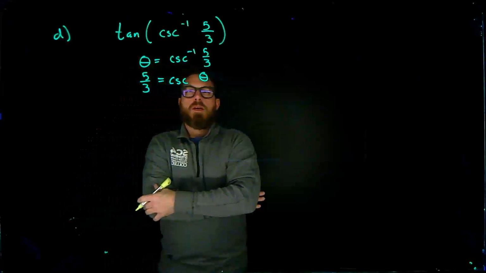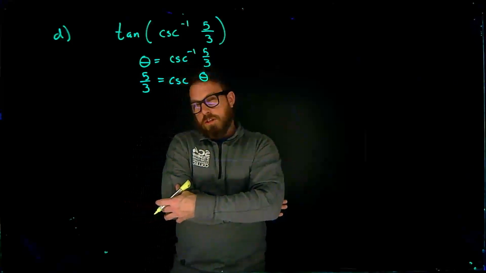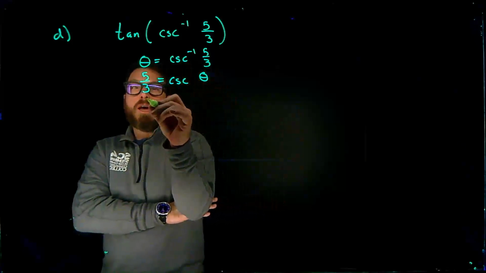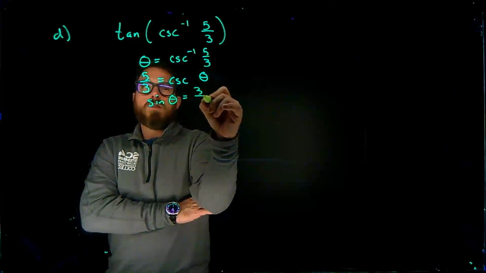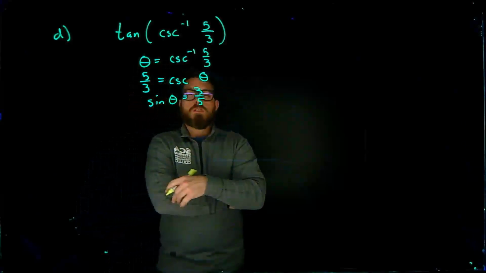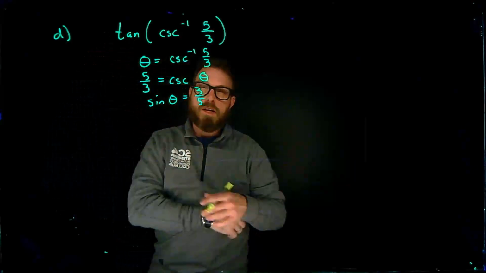Now, I don't want to use the cosecant. I prefer to use the sine, so I can turn this into a sine. So I know that the sine of theta is going to be the reciprocal of the cosecant of theta, which is 3 over 5. Once I know the sine of theta, I can also find the cosine of theta. And when I know the sine and the cosine, I also know the tangent.